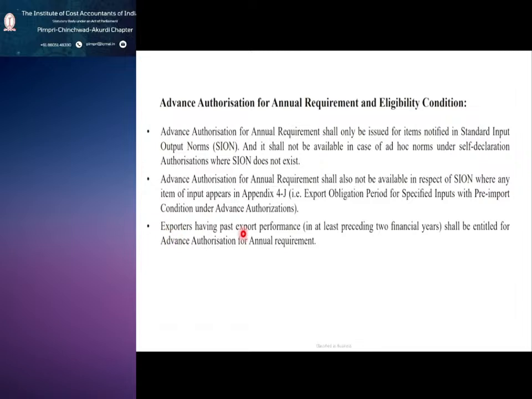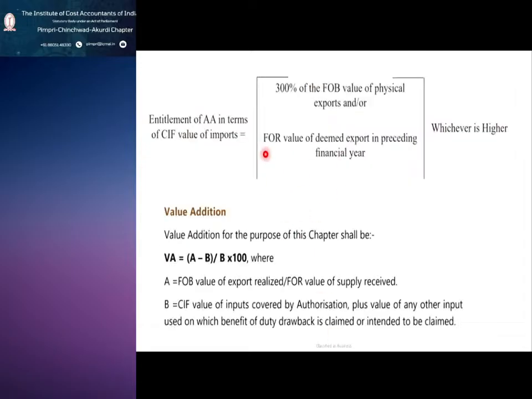Then exporters having past export performance shall be entitled for advance authorization, in at least the preceding 2 financial years. So they generally check our past performance, at least the preceding 2 financial years, then we are entitled for advance authorization. So how do they check our past performance? The entitlement of advance authorization for annual requirement: how do they derive it?